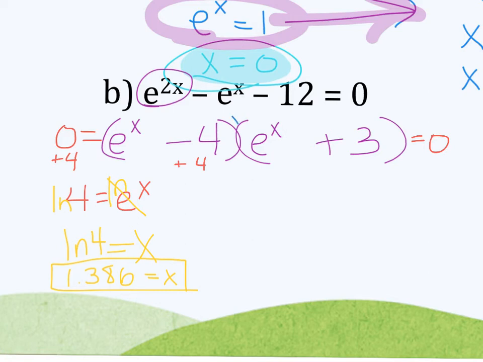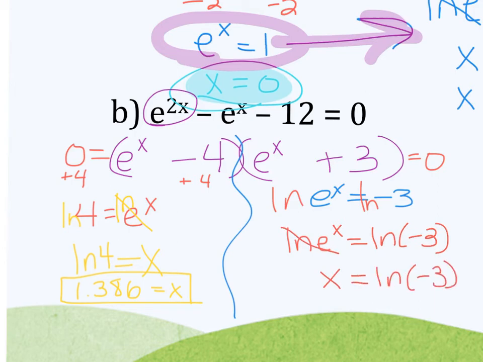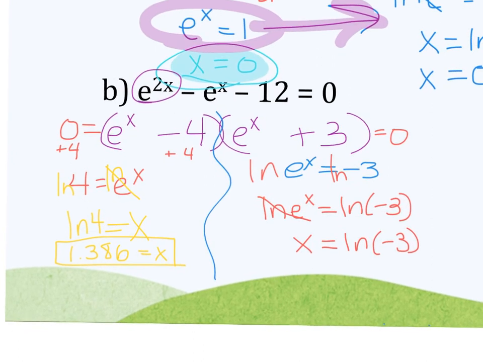And then the other side, I would subtract the 3. And then ln on both sides. I get ln of e to the x equals ln of negative 3. This cancels. And what happens when you type ln of negative 3 in the calculator? It should yell at you, right? Because you can't find a log of a negative number. So this one gets ruled out, and this would be your only answer.